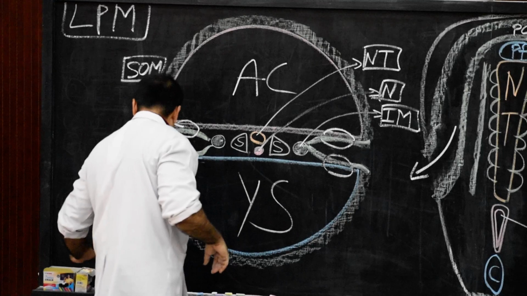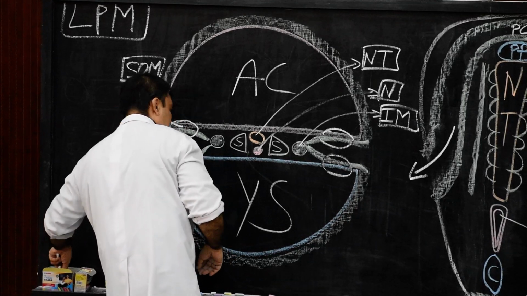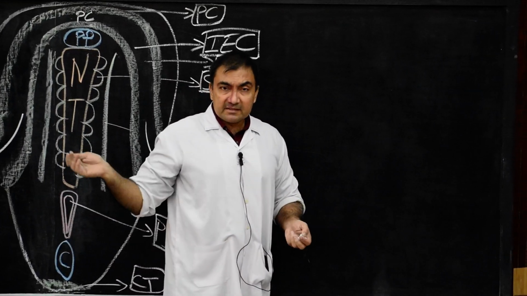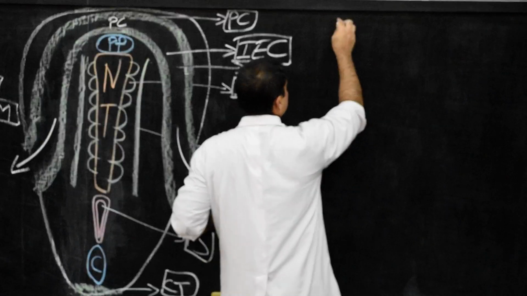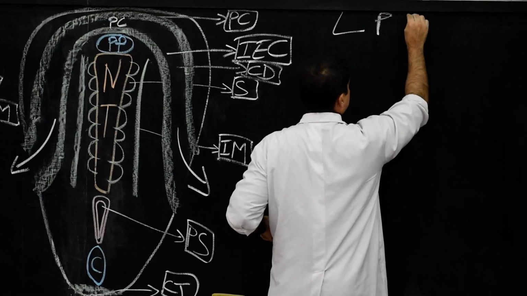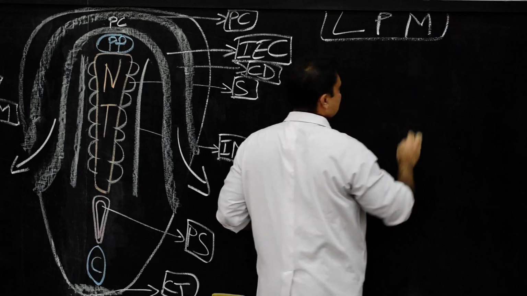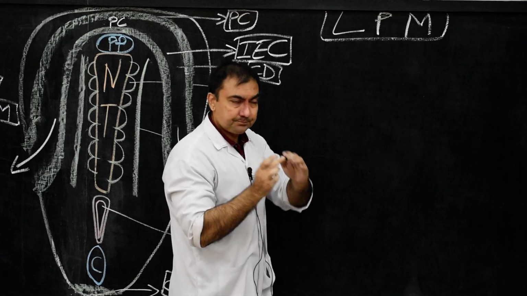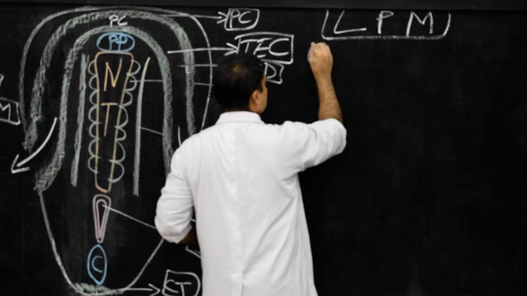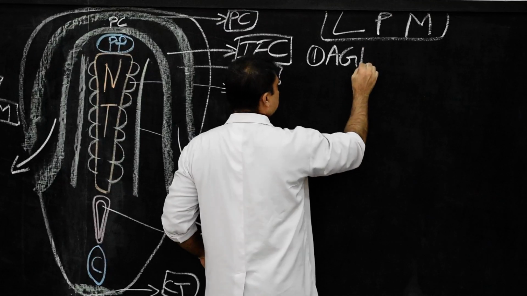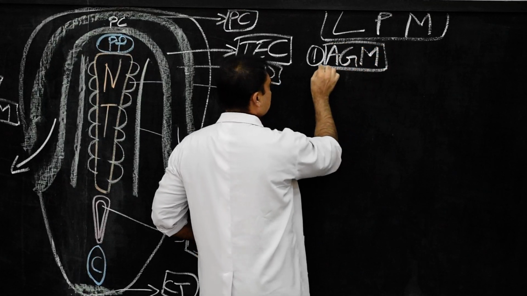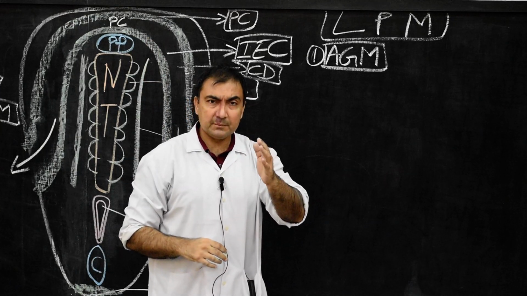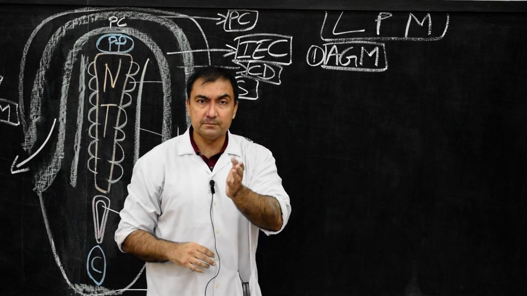Now, please write down the following structures. After understanding this, the following structures are developed from lateral plate mesoderm. And what are those structures? We start with the smaller structure first. So structure number 1, angiogenic mesoderm. Please write down, angiogenic mesoderm. So we are starting from least to maximum. The first structure to develop from lateral plate mesoderm is angiogenic mesoderm.